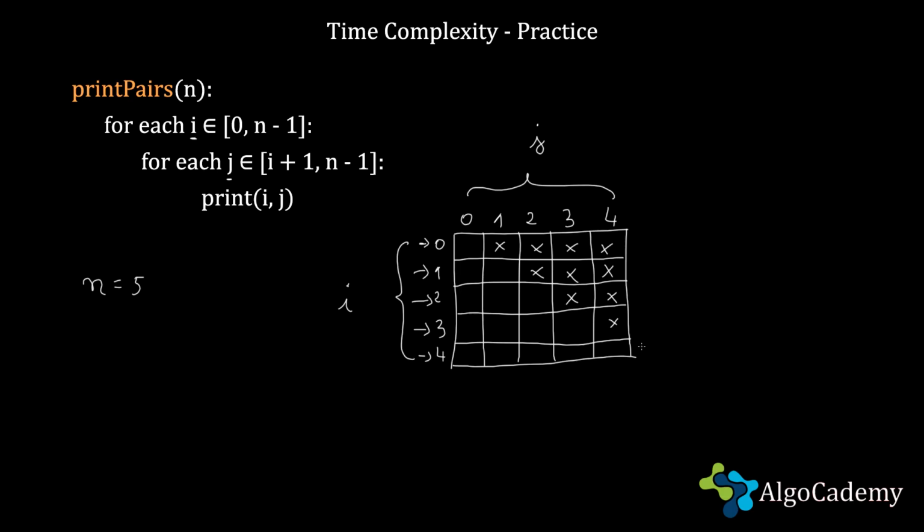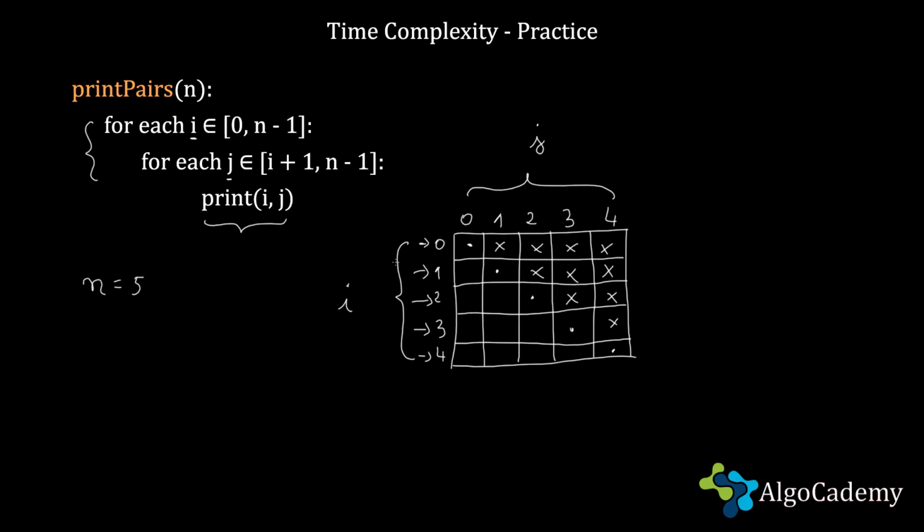As you can see, the number of pairs we have printed, and also the number of iterations or operations our algorithm does, is the number of cells that we have marked in this grid. And the beautiful thing is that you can notice the pattern: the cells we have marked are almost half of the whole grid. If I also had the cells on this diagonal, I would have almost half of the grid.